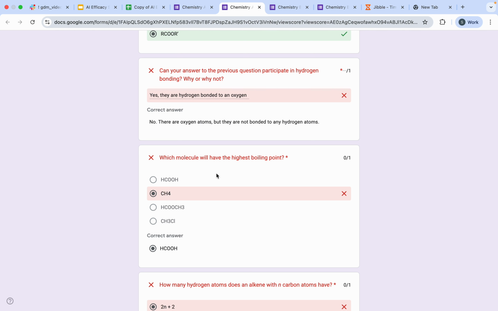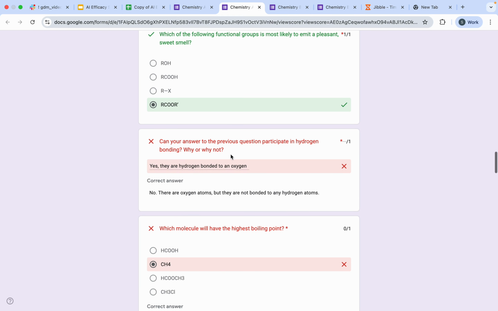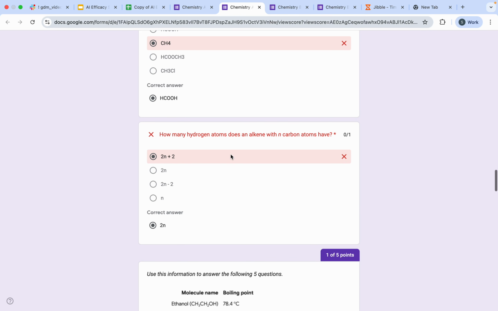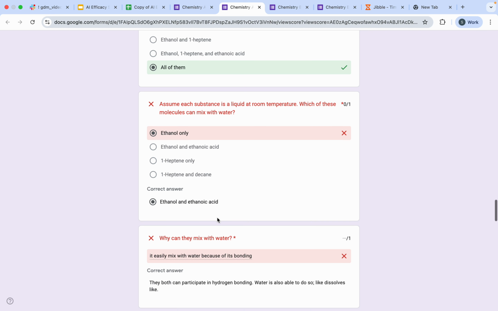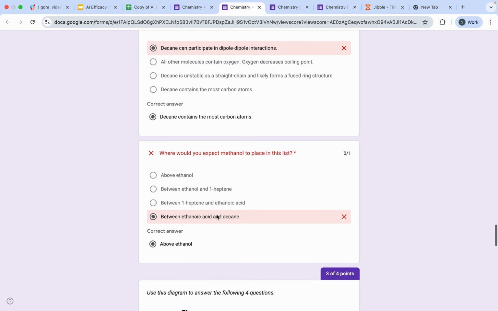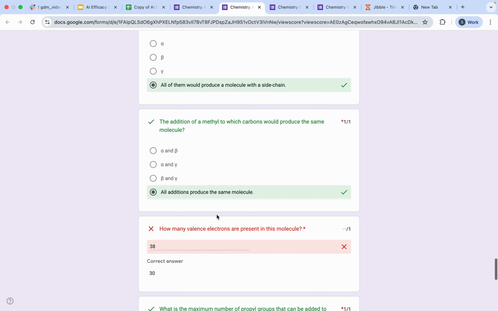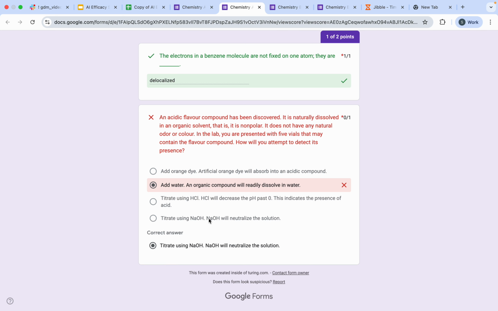Okay. So, which molecule has the highest boiling point? Okay. Yes. Ethanol. Here, assume each substance is a liquid at room temperature. Which of these molecules can mix with water? Ethanol and ethanoic acid. Okay, so here everything is correct. Only this one. Okay.